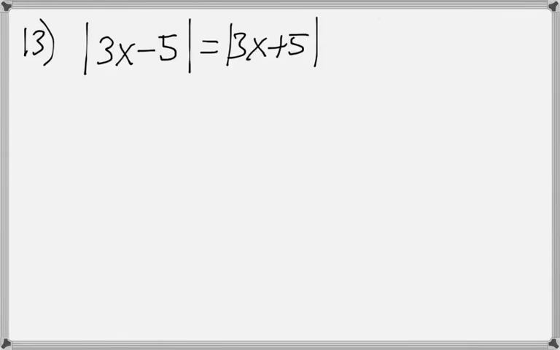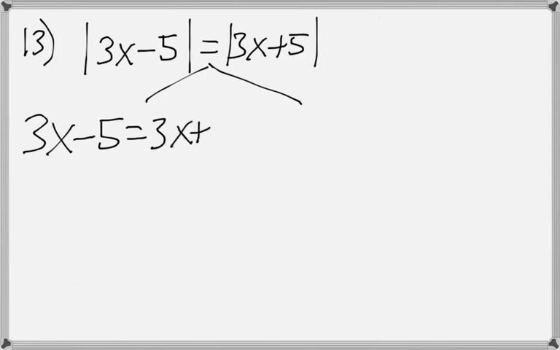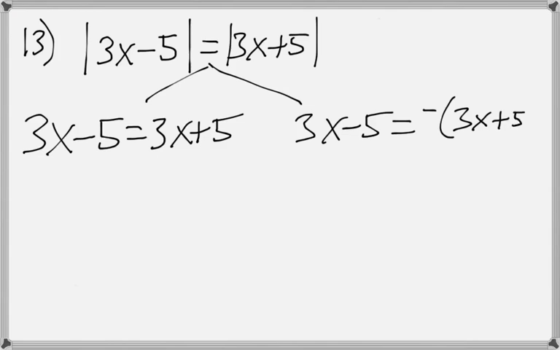For number 13, we have absolute values on both sides. So if I break this up, this is 3x minus 5 is equal to, again, I want one positive, one negative. So this would be 3x plus 5, and this would be a negative 3x plus 5. So just like the ones with the numbers, we have a positive version and we have a negative version.